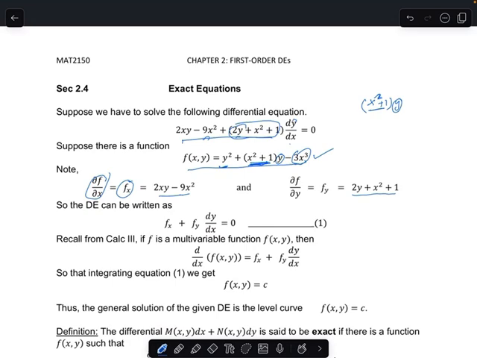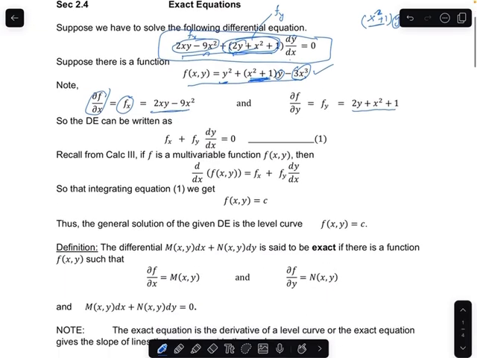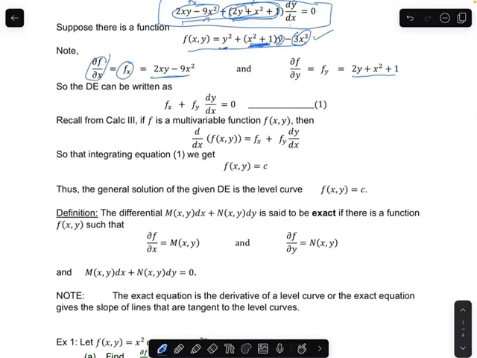Okay, so now compare this with the given equation. If you notice here, this over here is f sub x, the partial derivative of f with respect to x, and the quantity which is being multiplied with dy here is f sub y. So we can write our differential equation as f sub x plus f sub y, the partial derivative of f with respect to x plus the partial derivative of f with respect to y, times dy by dx, equal to 0.